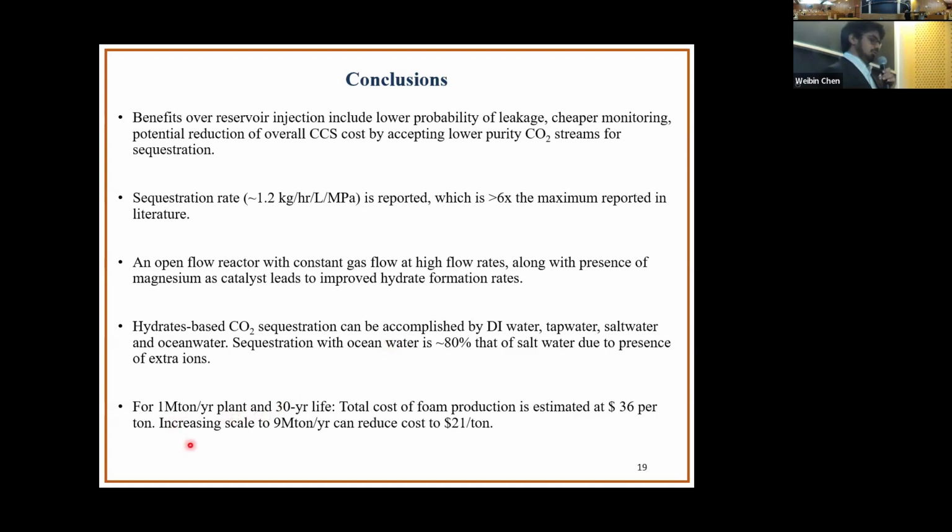You also see that for a 1 million per year plant and a 30-year life, the total cost of foam production is about $36 per ton. But when we include multiple reactors, increase the scale, and reduce the pressure-based conditions, the optimum changes to a scale of 9 million per year with a cost of $21. We were able to do that because the cost of the reactor itself and the separation costs are minimal, so we could add more reactors at little additional cost while increasing scale.